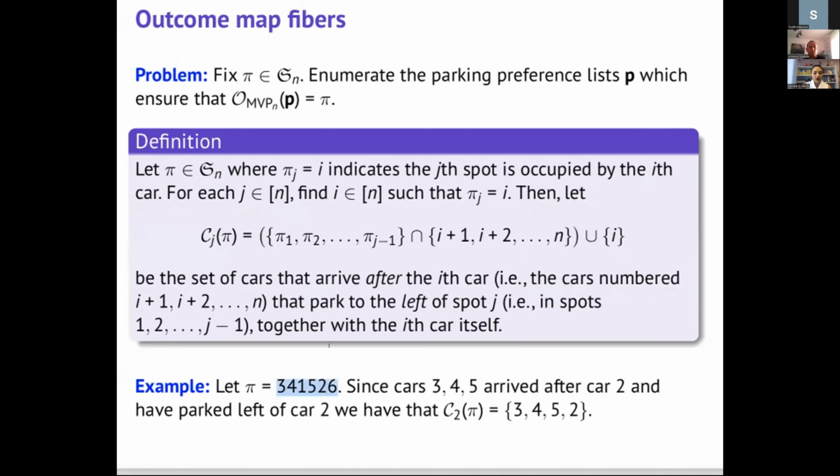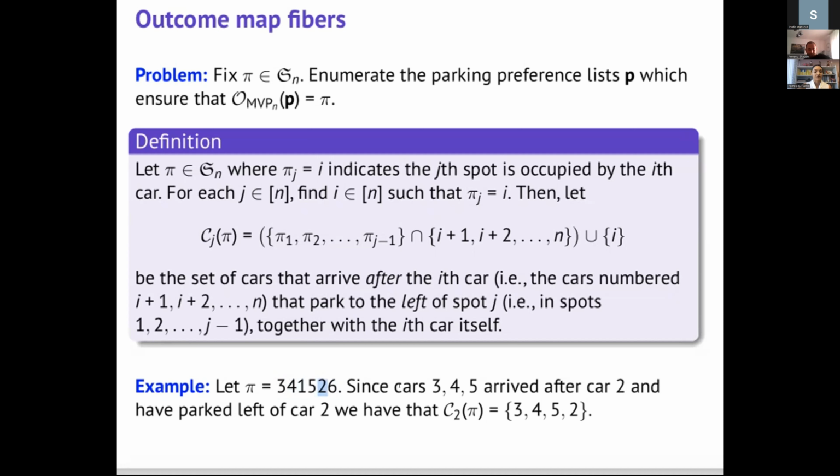And then I look at the cars that arrive after car i. So in this case, if I'm going to look at C sub 2, I want to look at the cars that arrive after car 2 and parked to the left of spot j. So I look at where the 2 is. So here's the 2. I look to the left of the 2, identify the numbers that are larger than 2. So in this case, 3, 4, and 5. And then I throw those in the set together with the number 2. That's it. So you do this for every C sub i.